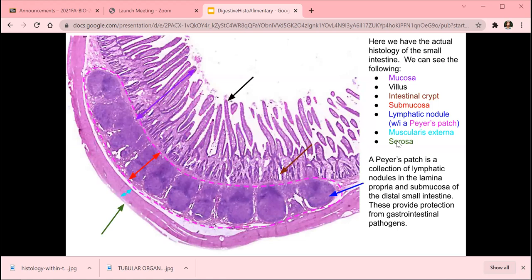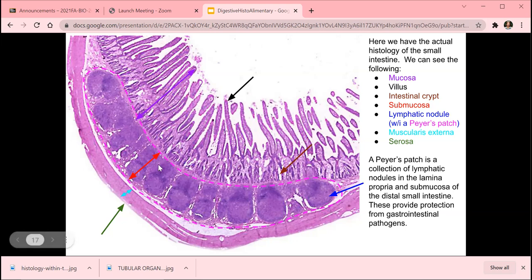And here you can see the actual histology image of a small intestine. The key which can help you identify this organ is the presence of all of these finger-like projections which protrude into the lumen. So when you see these structures, you can name them villi and you are in a small intestine. The first layer is tunica mucosa. You have epithelium, lamina propria, and muscularis mucosa at the end.